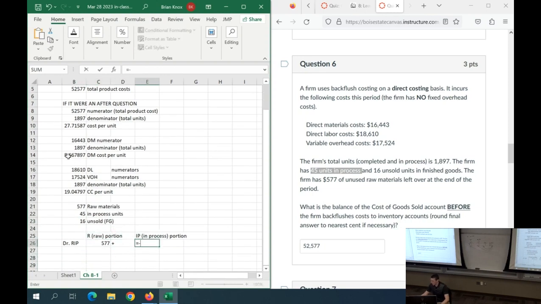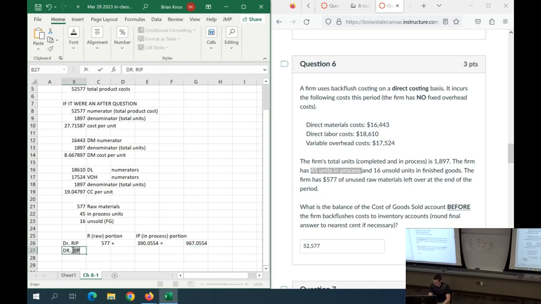Okay, so we have our direct materials cost times the number of units in process. That gives us our in-process portion. No minus. I want just to show an equal sign. So our debit to RIP is $967. There's a raw portion plus the in-process portion, which was calculated by saying we have 45 in-process units times this rate we figured out up here. And this is our RIP debit.